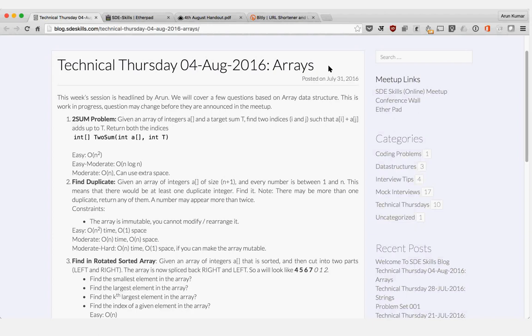So any ideas on the threesome problem? You can just take a stab at it. So what's the worst you can do with a threesome problem? Is it instead of having a target?